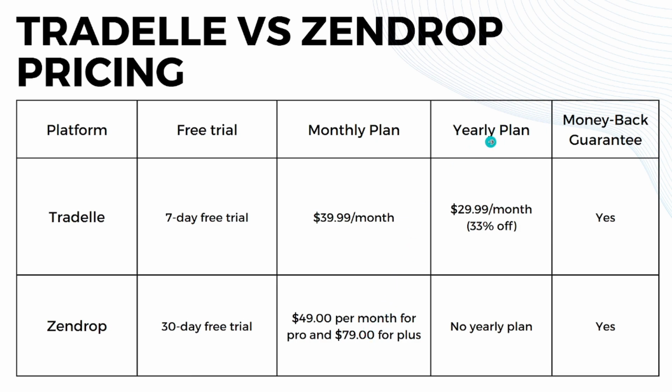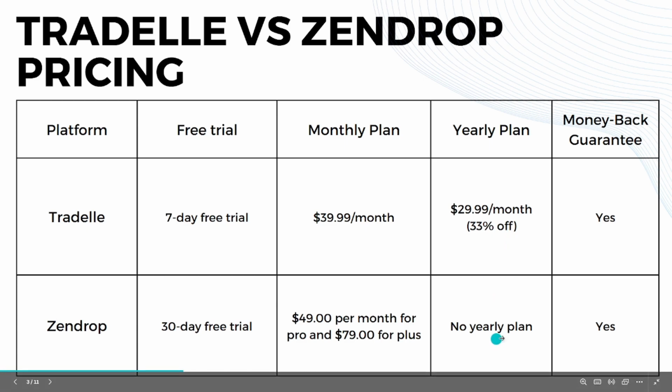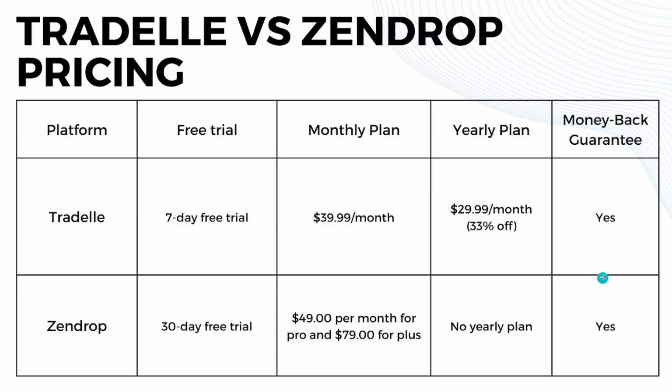So when it comes to yearly plan, Tradelle will decrease their price to $29.99 per month, which is 33% off the monthly plan. And when it comes to Zendrop, they don't have a yearly plan, only a monthly plan. And when it comes to money back guarantee, both platforms offer a money back guarantee for the users. So that's it for the pricing.